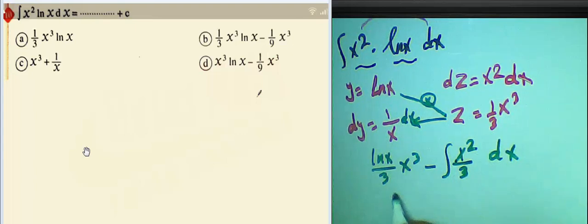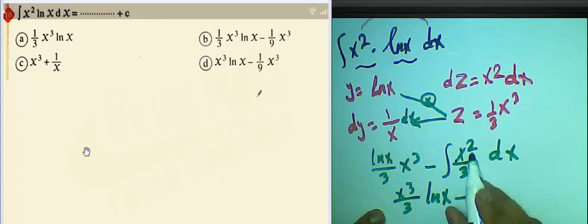And then we can write here x power 3 over 3 ln x subtract, we add the power here, it will be x power 3 over 3, 3 times 3 equals 9, plus constant.